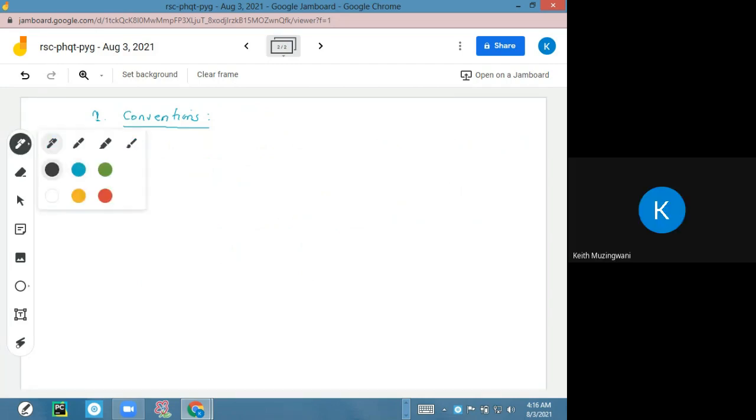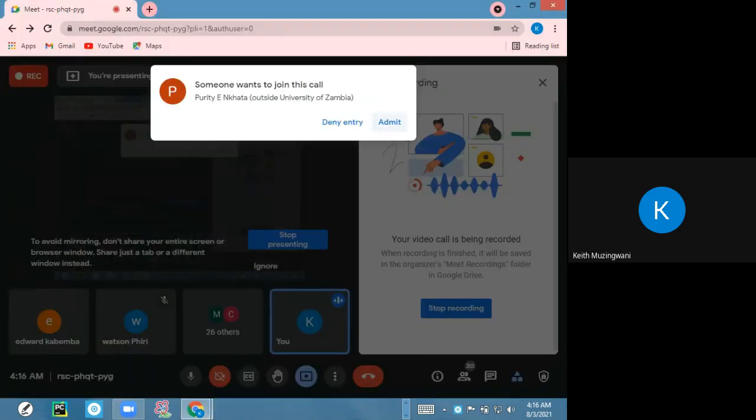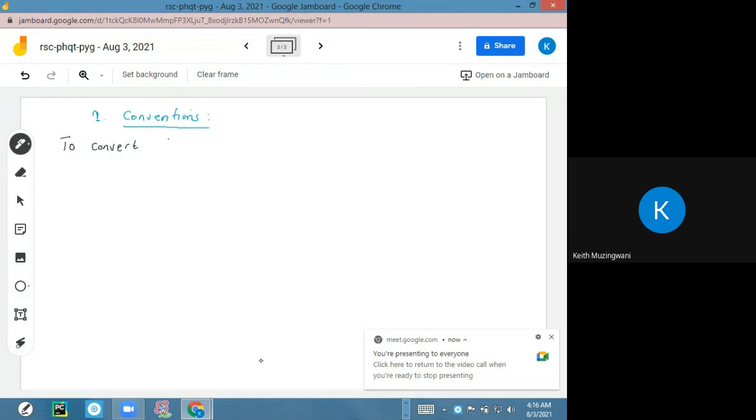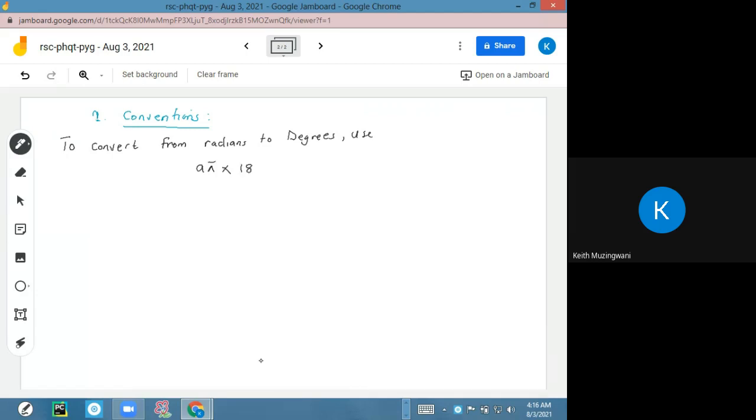So to convert from radians to degrees, if these are degrees and pi, these are radians, you want to take to degrees, you multiply by 180 over pi, because we are saying that pi is exactly equal to 180.